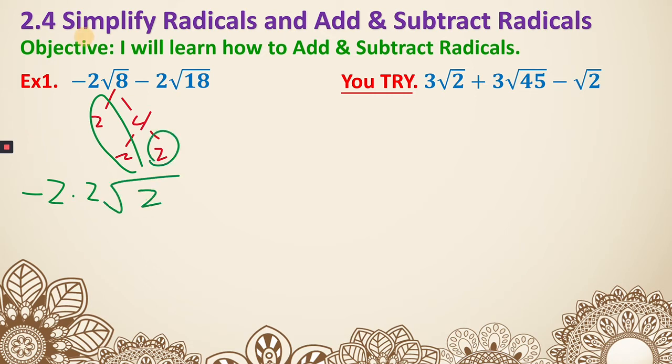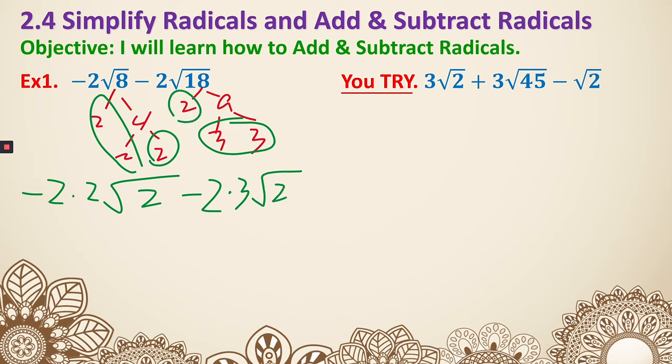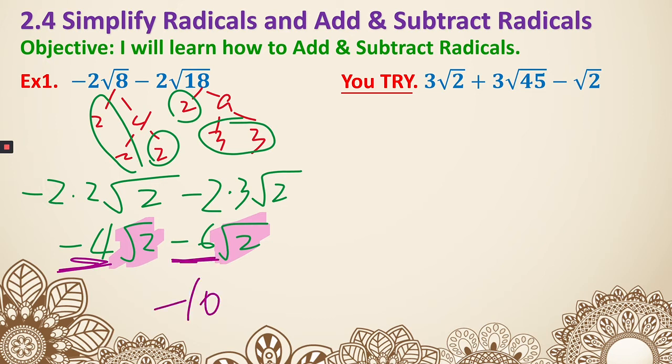Okay, now I'm going to be dealing with the 18. I have 2, 9, then 3 and 3. So I'm counting pairs. I have the pair of 3. So minus 2 times 3, but I still have this 2 left inside. Okay, now I'm going to simplify them. That's going to give me negative 4 square root of 2 minus 6 square root of 2. Now I see I have square root of 2 right there, square root of 2 right there. So they have the same radicand and the same index, that means they're like terms. Basically, that's our kind of x. Now I can put them together. I have negative 4 minus 6, so negative 10 square root of 2.